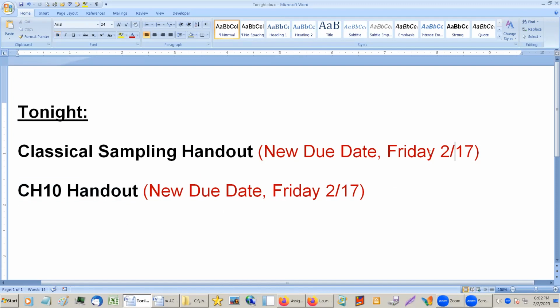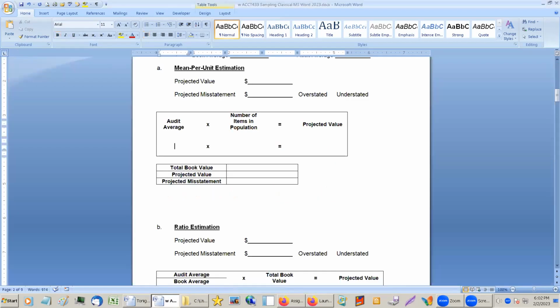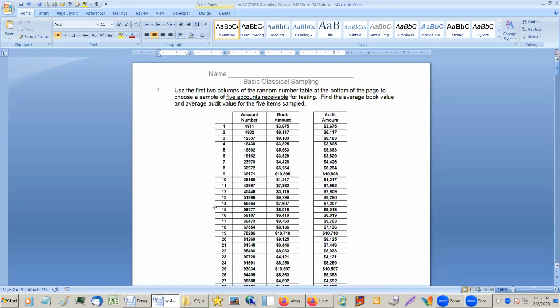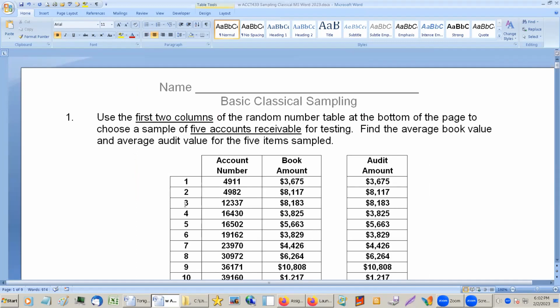But anyway, the new due dates for those, I don't know what I was thinking when I put those in, but those will not be due for a couple of weeks. So, okay, so that's what we're gonna do tonight. And so let's pull up the classical sampling.